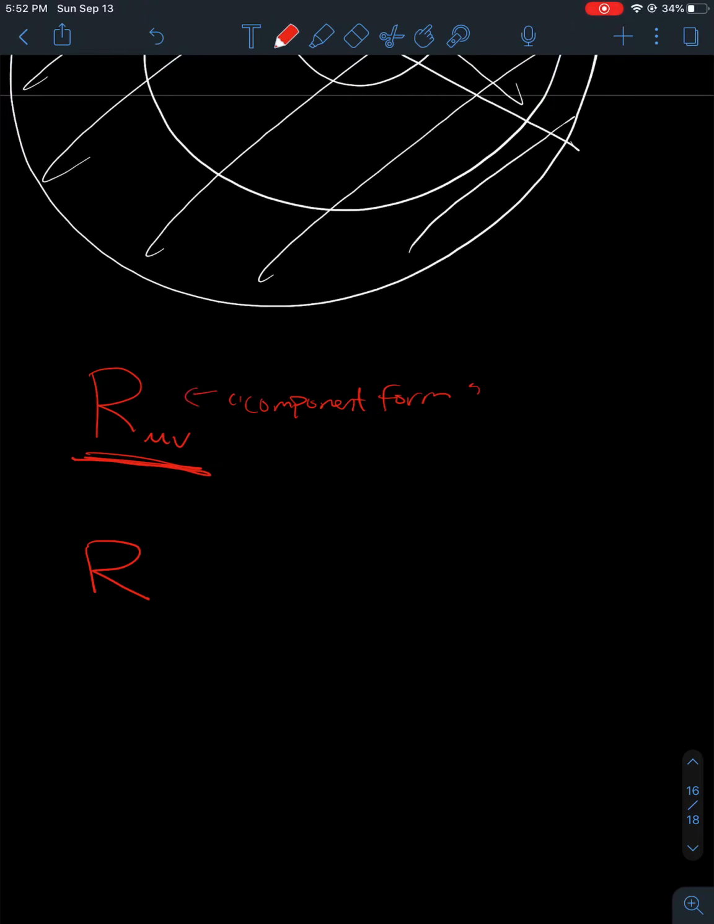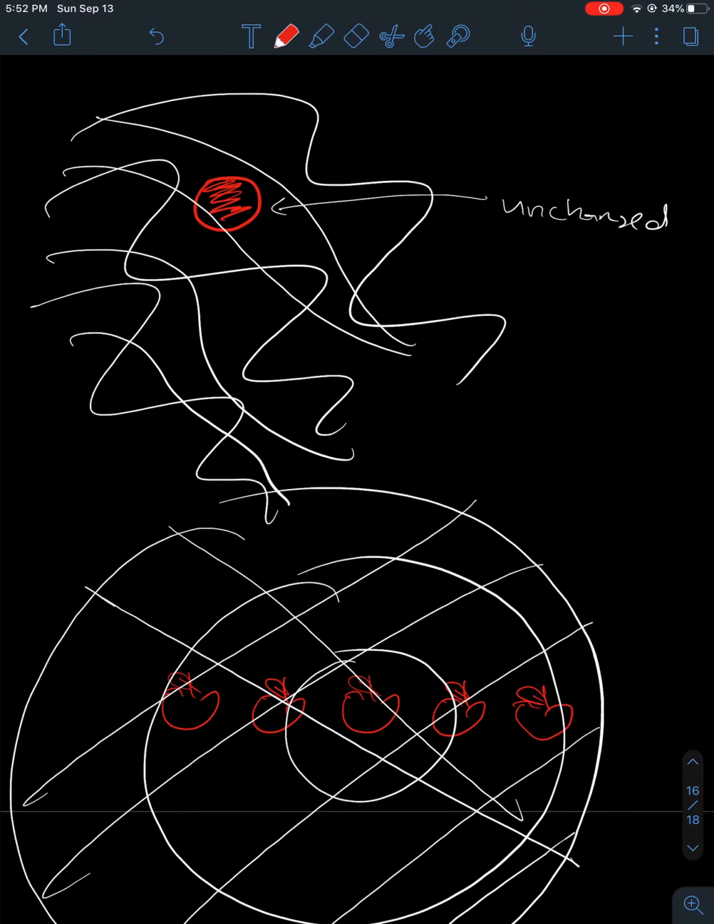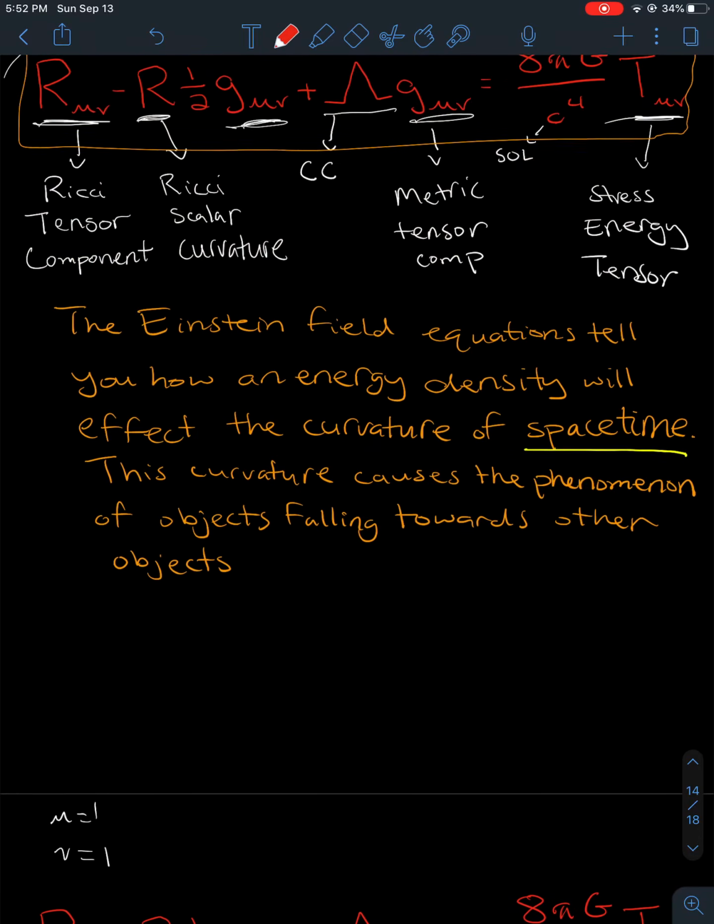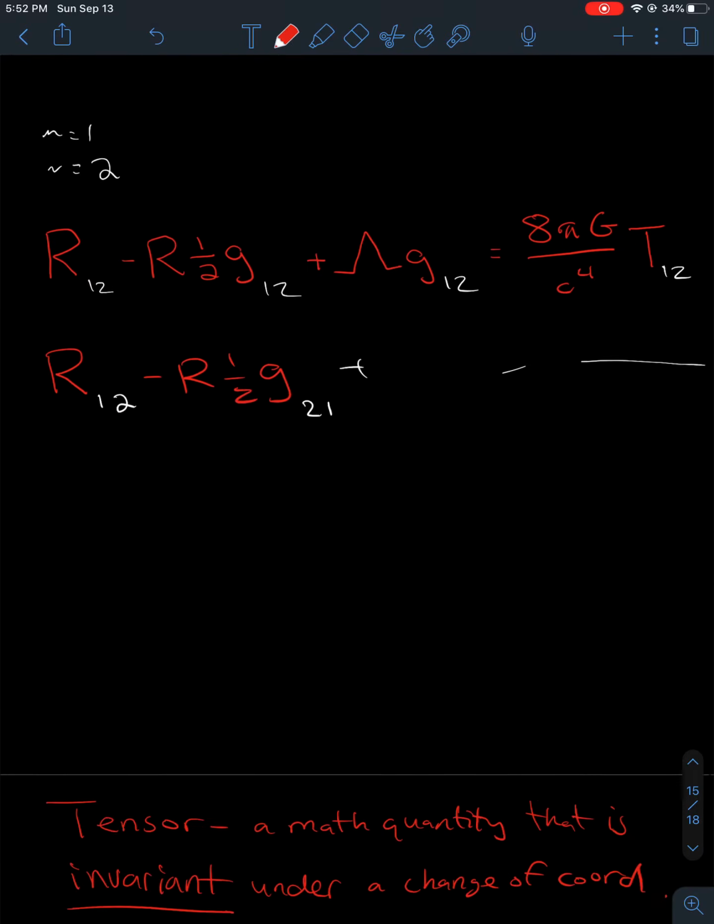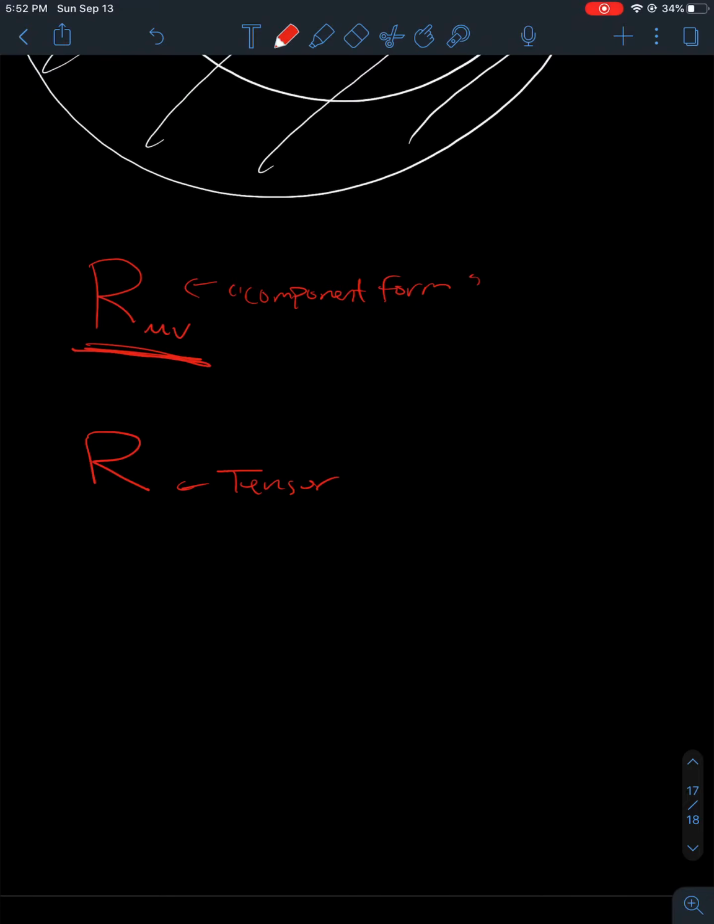Here is the actual tensor itself. Don't confuse this R with this R right over here. There are two different things. It's kind of dumb how Einstein used the same letter, but that's what we have. So this R is the tensor form for the Ricci tensor. The R mu nu is the component form.